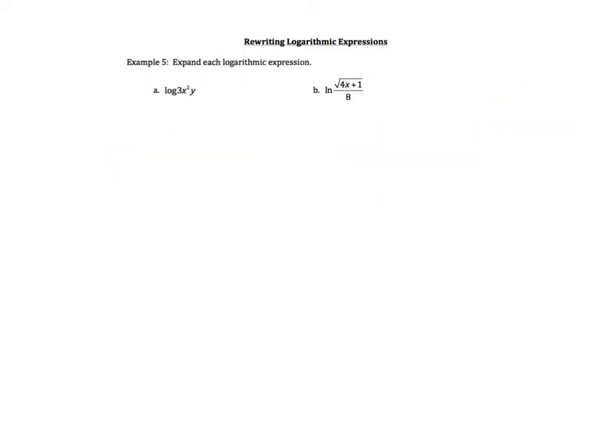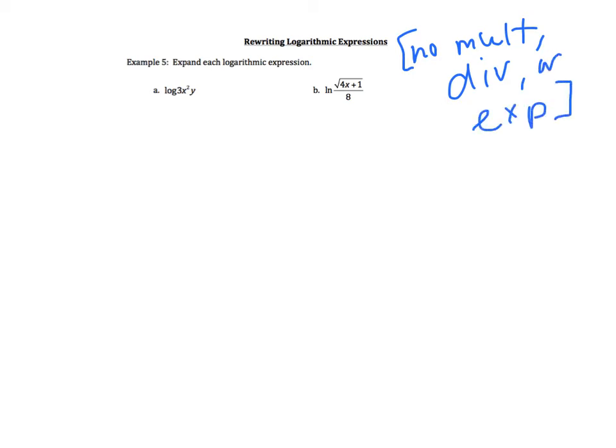So by using those properties, what we've been doing is we have been expanding. And expanding means that there is no multiplication, division, or exponents remaining. All right, so you keep going until none of that is left. So for example, this one here, I got a bunch of multiplication going on, so I'm going to turn that into addition. So I get log 3 plus log x squared plus log y.